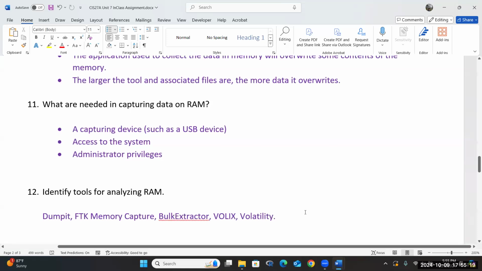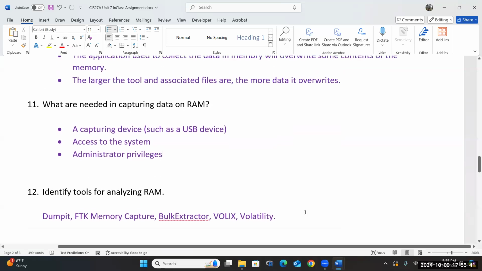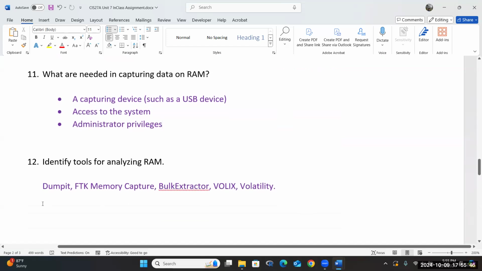Down the line, you will have a lab using bulk extractor. I don't think I installed it for you, and bulk extractor does require a lot of system resources. Any questions? FTK as a suite gives you access to memory capture in that suite, but you can have that feature on its own as well.